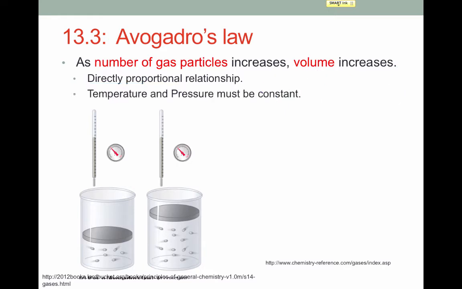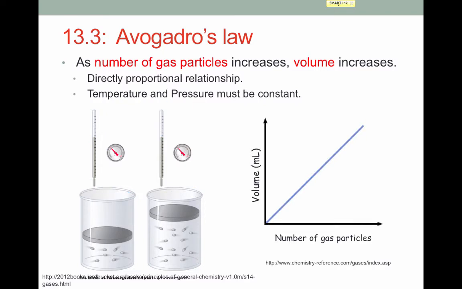It's important to note that for this relationship to hold, temperature and pressure must be constant. Here we see that both temperature and pressure are constant because our thermometers are measuring the same temperature and our pressure meters are measuring the same pressure. Looking at this graphically, we again can confirm that it's a directly proportional relationship between volume and number of gas particles.